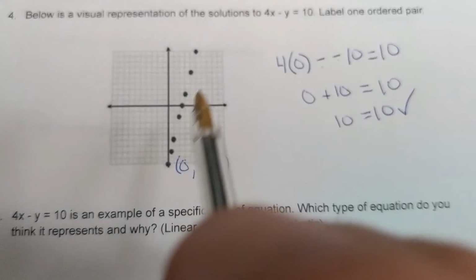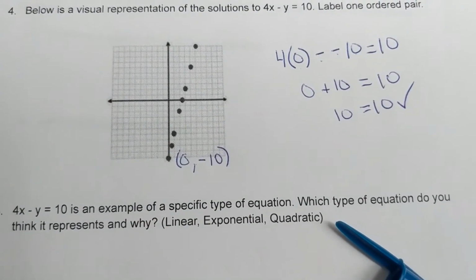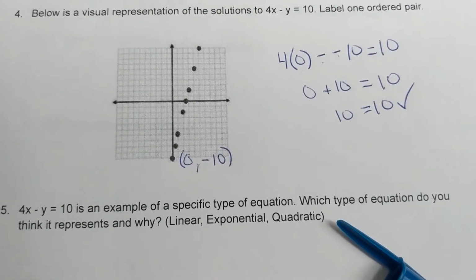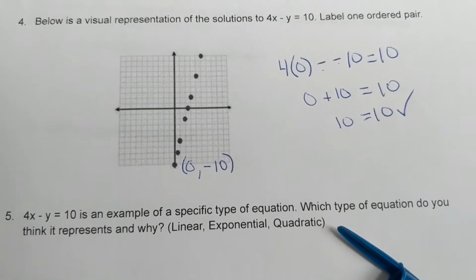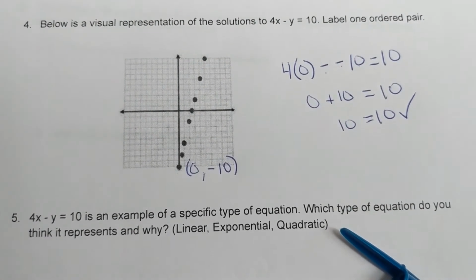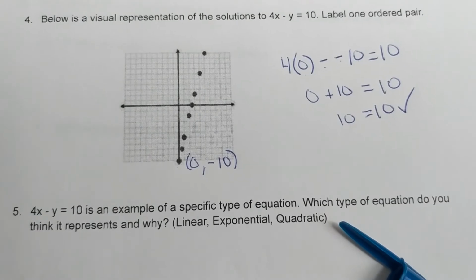So anything on this line, any of those ordered pairs should work. So I selected 1, you can select the same one or a different one if you want. It just says to label 1 of the ordered pairs there.